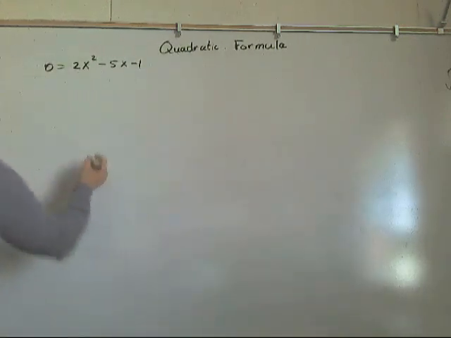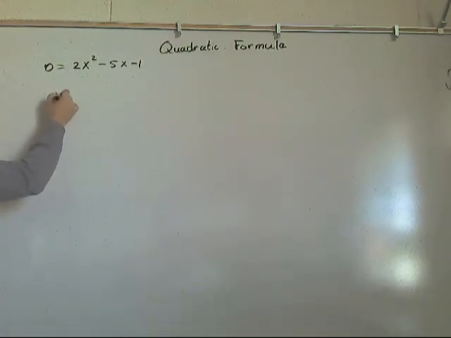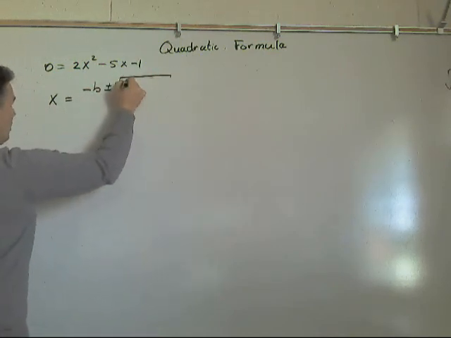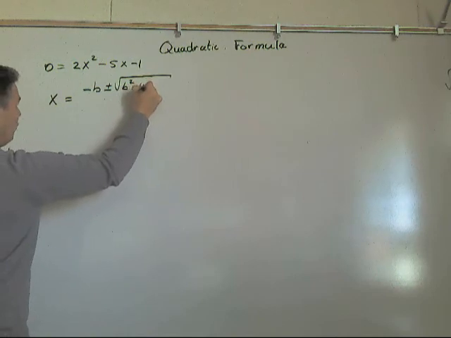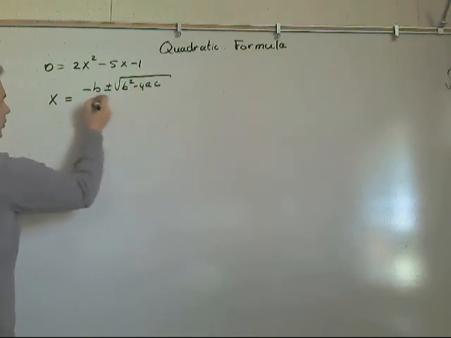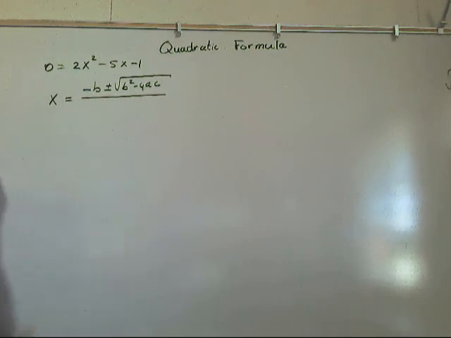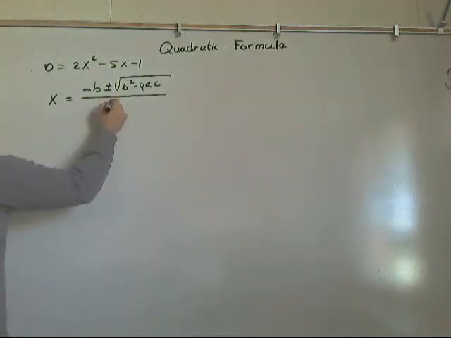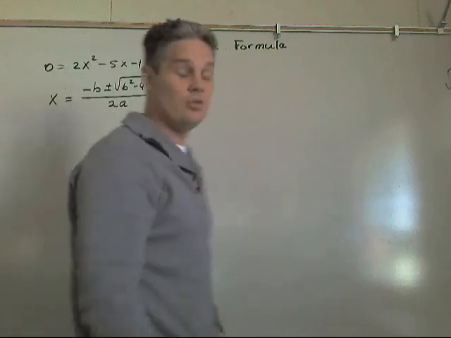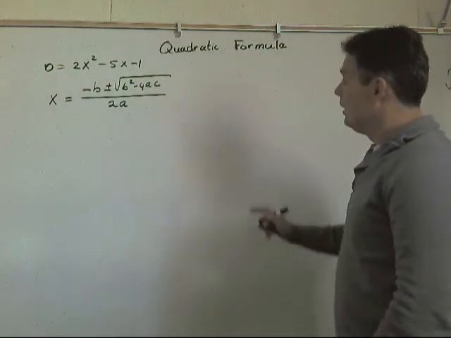The quadratic formula is x equals -b plus or minus the square root of b squared minus 4ac, and hopefully you guys recognize this portion from a previous video. It's called the discriminant, and all this is going to be divided by 2a. So this is the quadratic formula. That's the formula. You'll have to memorize that one.